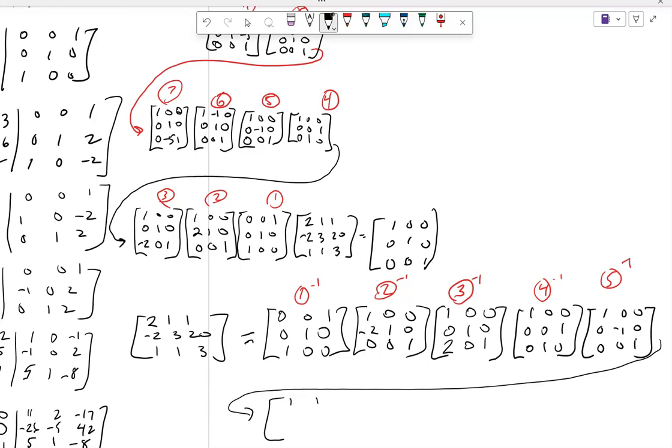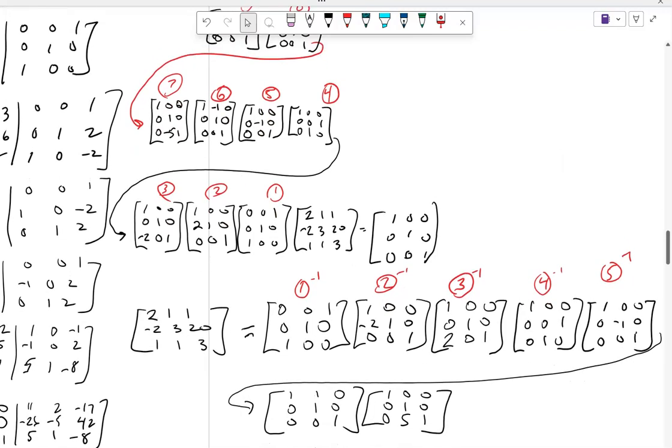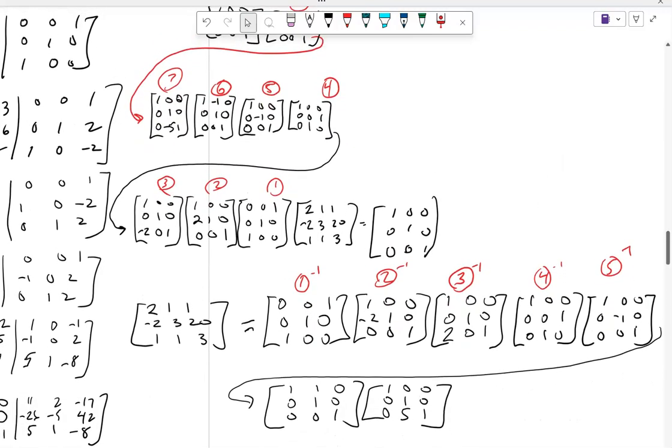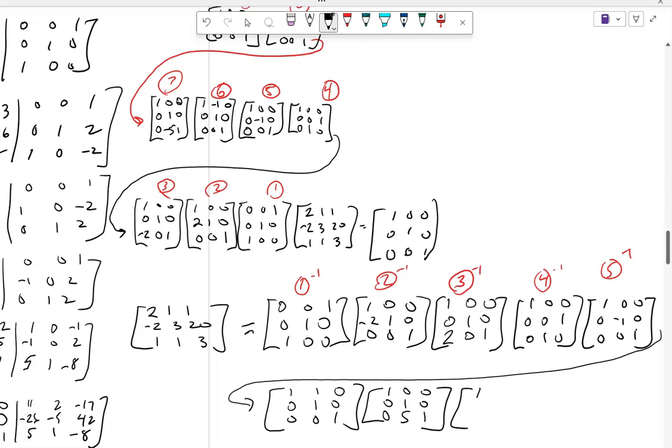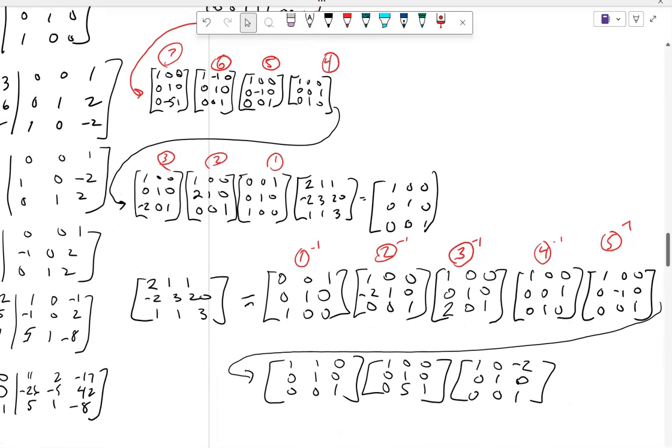1 1 0, 0 1 0, 0 0. Good. Next one. 1 1 what, 0 0 0, 1 0 0 5. Good. And I can't see it. There it is. 8's up there. 1 0 2, so it'll be 1 0 -2. And the last one was a -5 in row 2, so it'll be 5. Yep.